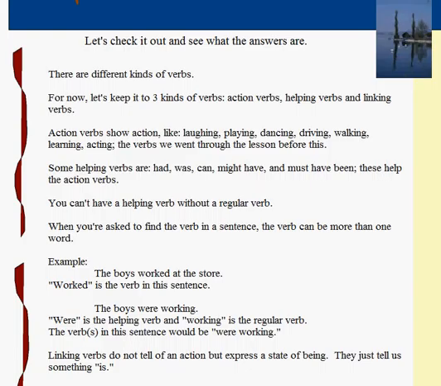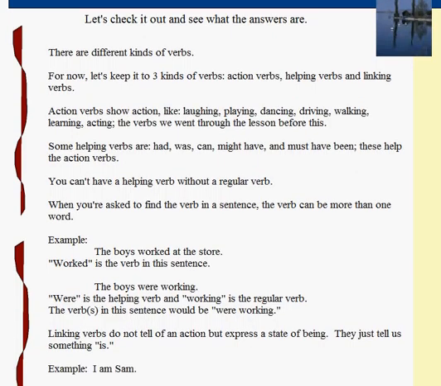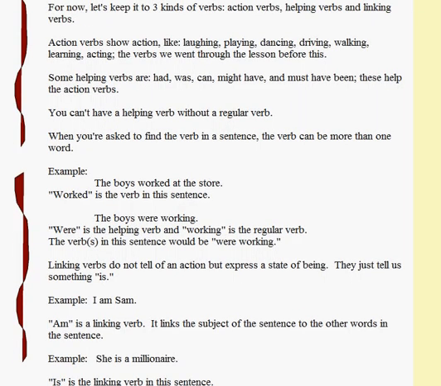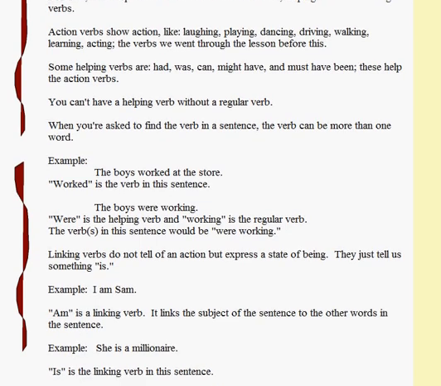Let's check it out and see what the answers are. There are different kinds of verbs. For now, let's keep it to 3 kinds of verbs: action verbs, helping verbs, and linking verbs. Action verbs show action, like laughing, playing, dancing, driving, walking, learning, acting, the verbs we went through in the lesson before this. Some helping verbs are had, was, can, might have, and must have been. These help the action verbs. You can't have a helping verb without a regular verb.